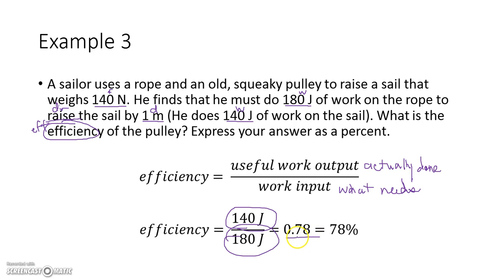Well, to change to a percentage, how do we do that? Do you know? Multiply it by 100, right? So if we multiply this by 100, we end up getting our percentage. And that's how we got that. Multiply it by 100.